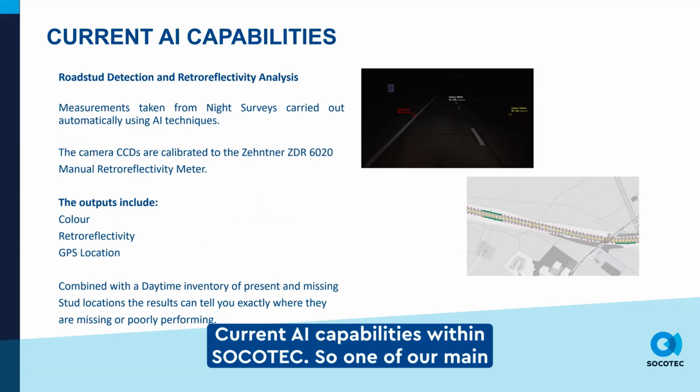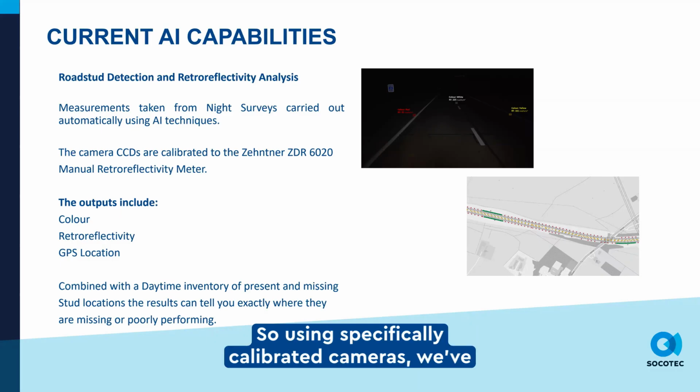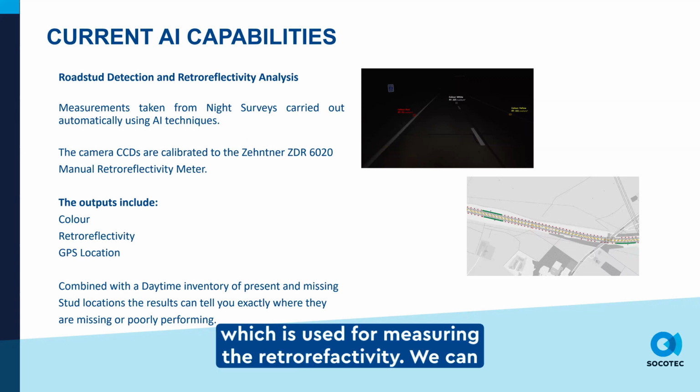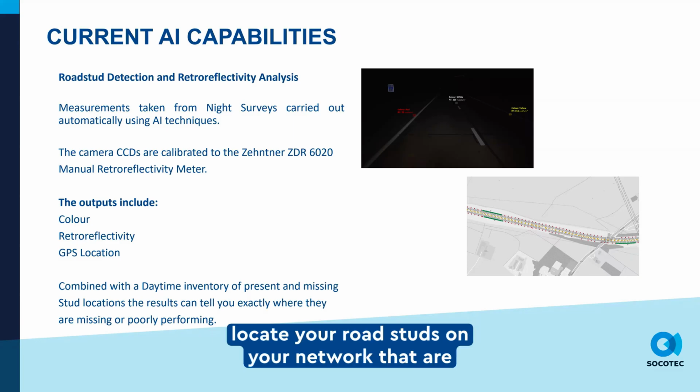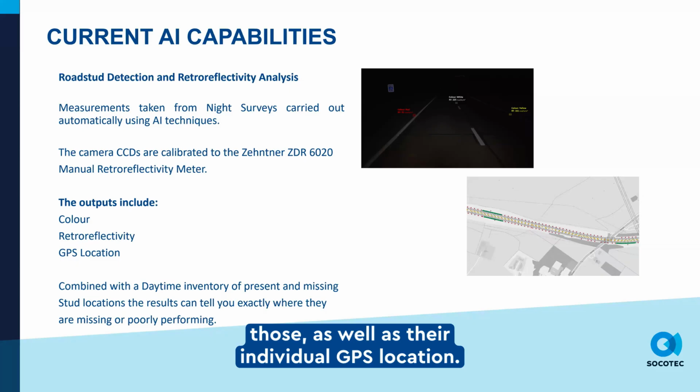Current AI capabilities within Socotec. One of our main ones is road stud detection and retroreflectivity analysis. I touched on our night video surveys earlier. Using specifically calibrated cameras, calibrated to a popular Zetna system which is used for measuring retroreflectivity, we can locate the road studs on your network that are working, and give you the color and the retroreflectivity value of those, as well as their individual GPS location.